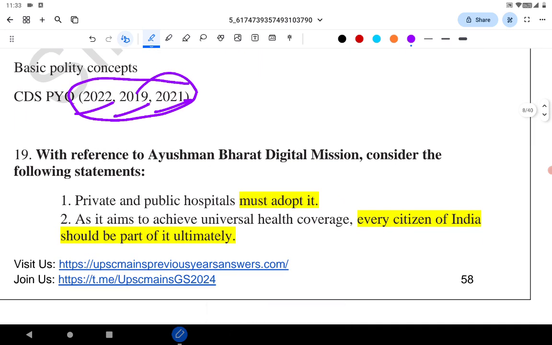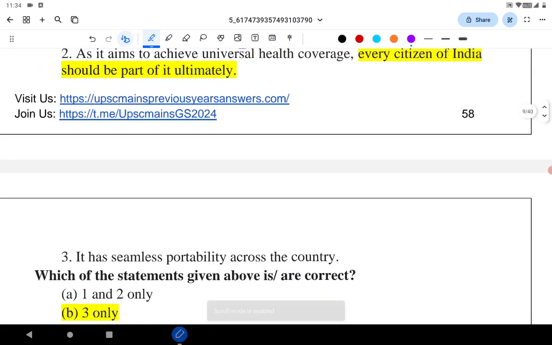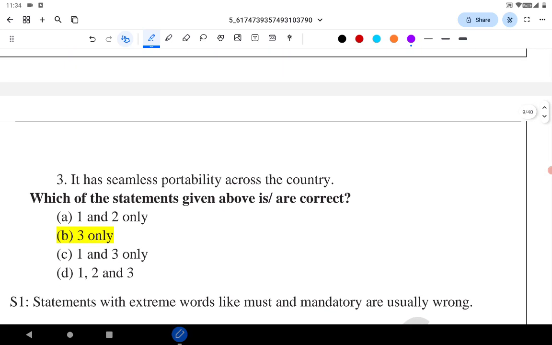With reference to Ayushman Bharat Digital India Mission, consider the following statements. Private and public hospitals must adopt it. See, it's again another example of how they cook up statements. Public and private hospitals must adopt: extreme statement, eliminated. It aims to achieve universal health coverage, every citizen of India should be part of it ultimately. See, it doesn't deal with universal health coverage. It is mainly connecting different hospitals, and its participation is voluntary. It's connecting digital health solutions of different hospitals. It has seamless portability across the country. The third one is correct.